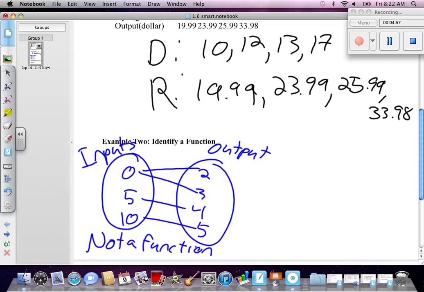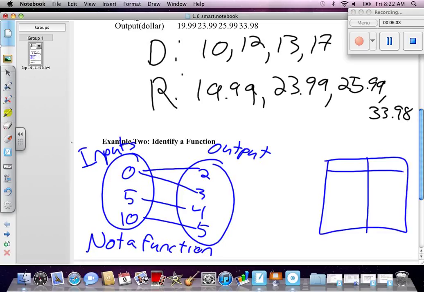Okay, and then we've got a lovely table. We've got our inputs and our outputs. We've got 0, 1, 4, and 6. And we've got 0, 2, 8, and 12. So let's look at our inputs. Are any of those numbers repeated? No. And none of them go to two numbers. So this would be a?